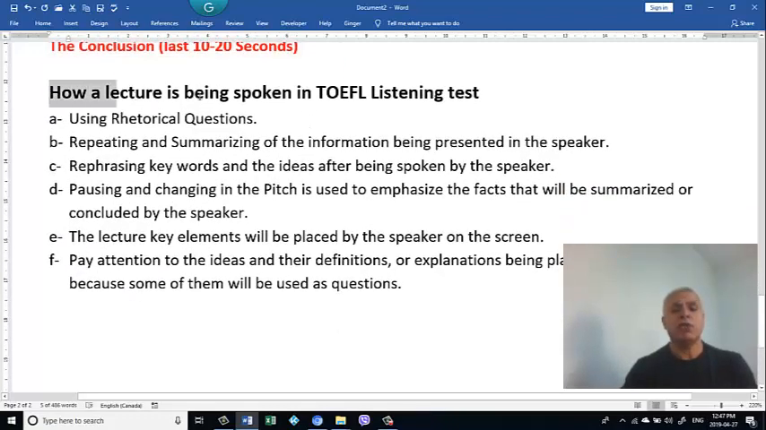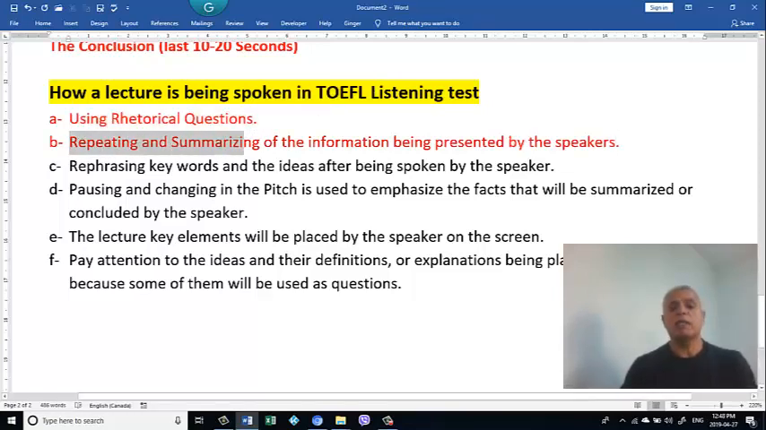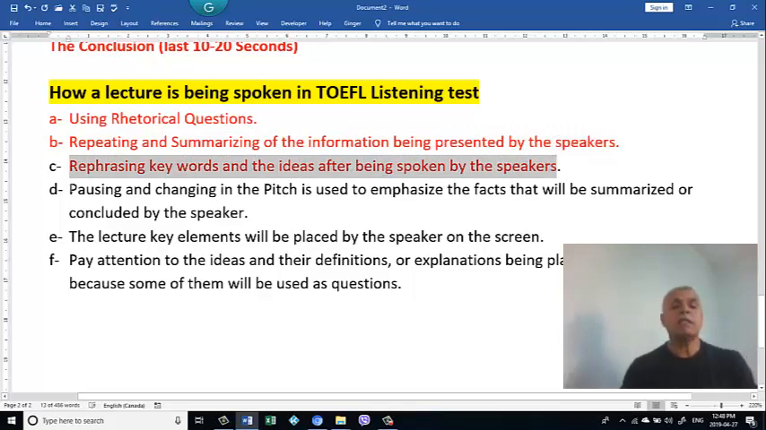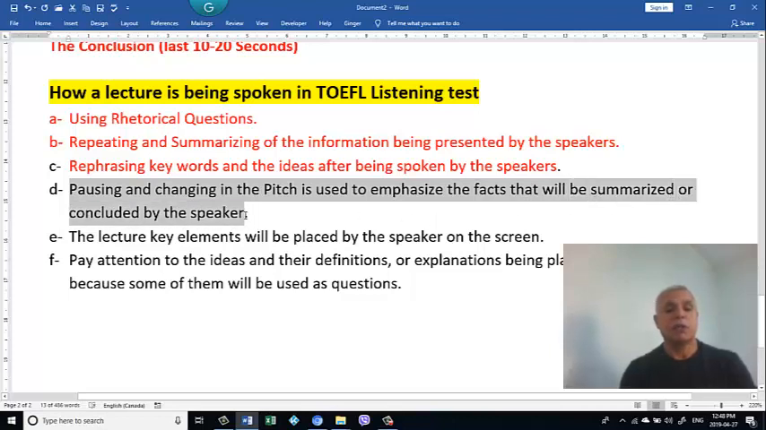Usually, a lecture in the TOEFL test is spoken like this. Number one, using rhetorical questions. You have to know how they use them. Number two, repeating and summarizing the information being presented by the speakers. Number three, rephrasing keywords and ideas after they are spoken by the speakers. Number four, pausing and changing the pace is used to emphasize the facts that will be summarized or concluded by the speakers. This is also important to know.